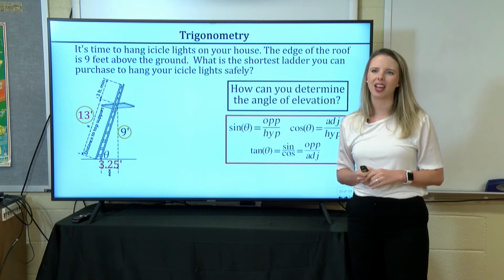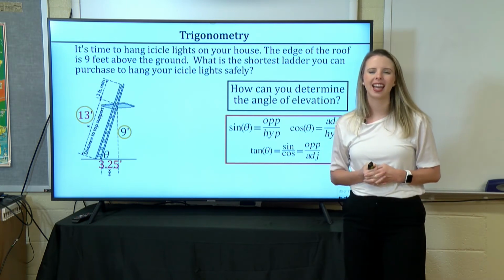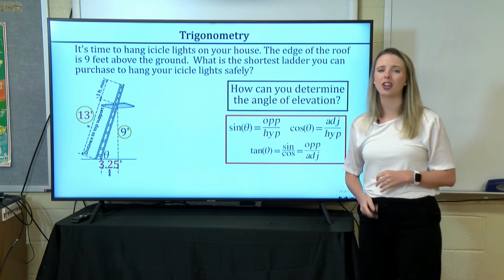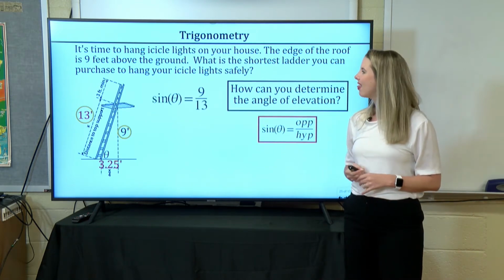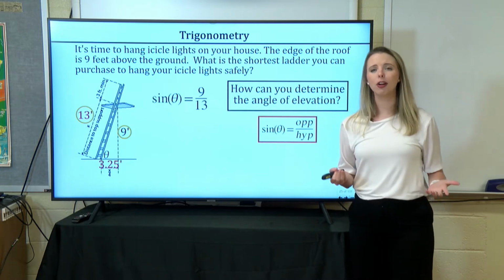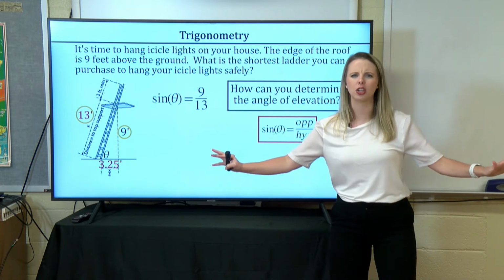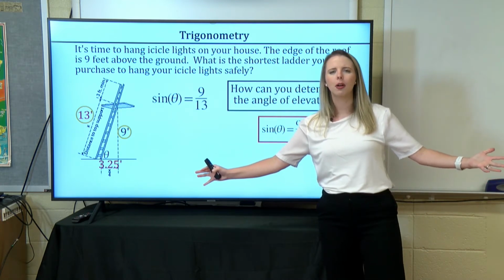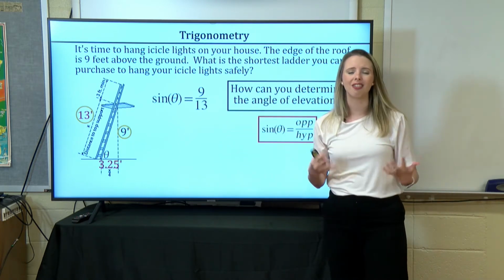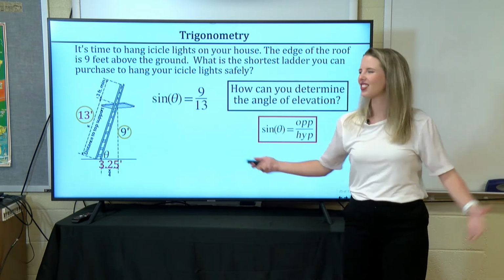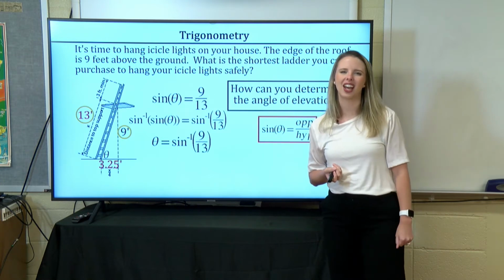Looking at our theta, at the angle that is marked, 9 is what relationship to that angle? It's opposite, and 13 is the hypotenuse. So that means we're going to use sine as our trig function. So we're going to have sine theta equals 9 over 13. Remember from geometry that to get at our theta, we had to use what was a brand new operation to us. We'd never used it before. Remember, anytime we're solving equations, we're using inverse functions. So what is going to be the inverse of sine? Sine inverse. We're going to sine inverse both sides. That's going to result in theta equals sine inverse of 9 over 13.